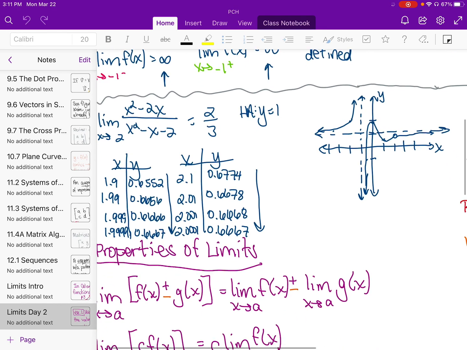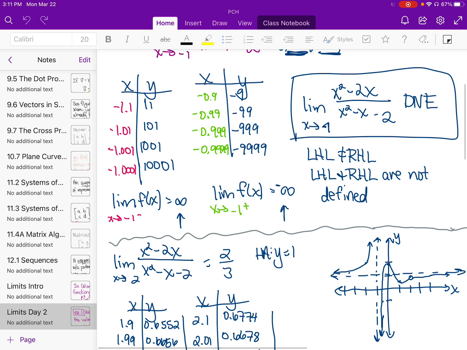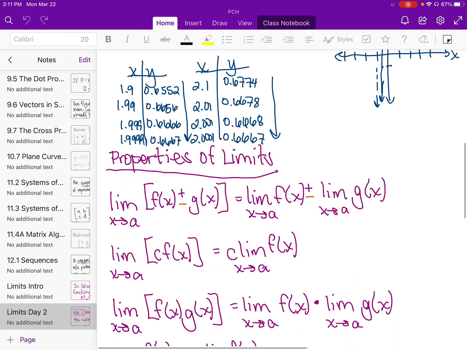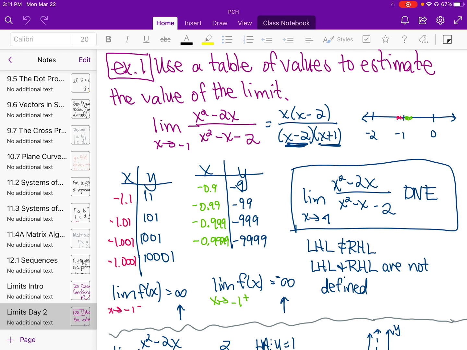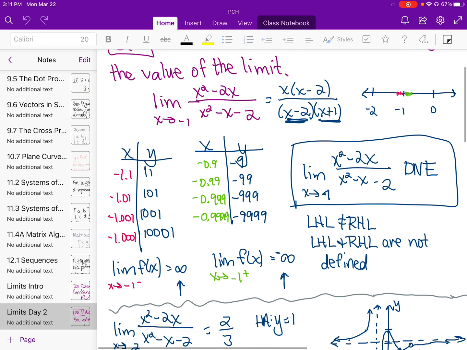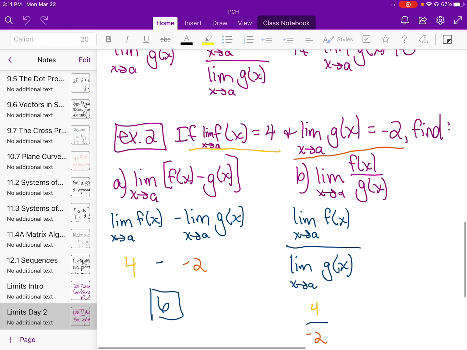Okay, we're done anyways. So big things I want you to get out of this are being able to create your own table. So getting really close to an X value, really close. I'm not talking about like 1.5 is close to 2. That's not close enough. I need to be really close like I demonstrated in these tables and the tables from yesterday. So being able to create a table to find the value of a limit, recognizing what's happening with the y value, whether it's going to infinity, negative infinity, or approaching a number, and then just being able to apply these properties like we did here.